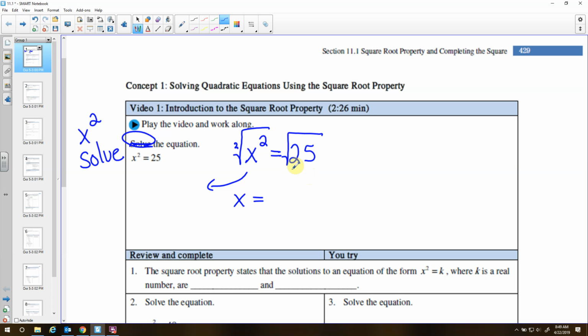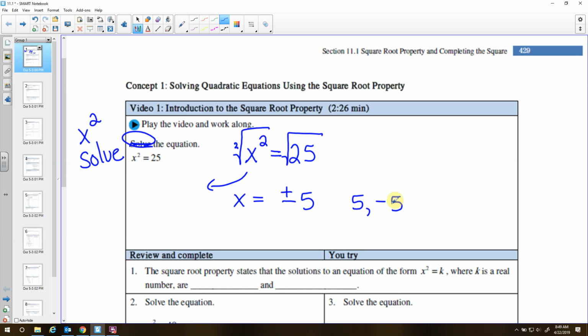Now, I think about the square root of 25. When we're talking about solving equations, we need to think about both the positives and the negatives. So if I take the square root of 25, that's going to be positive 5 and negative 5. And you may or may not be able to use that symbol in ALEX. So if you were going to list the answers, I would list 5 and negative 5.